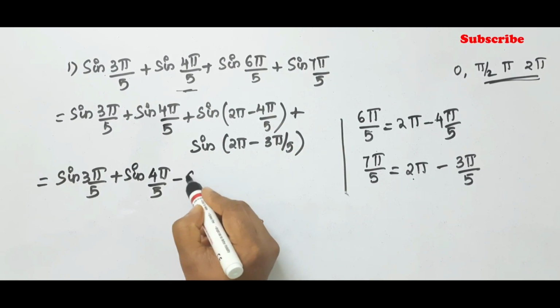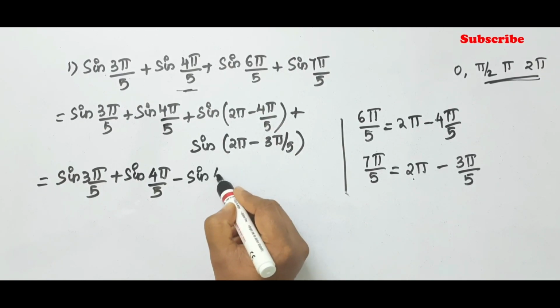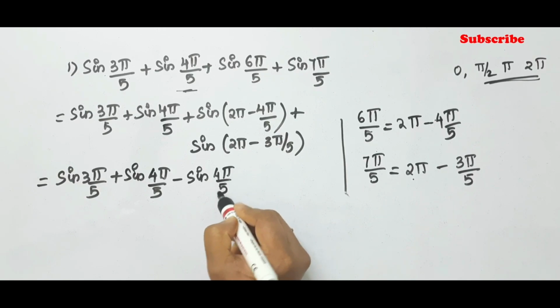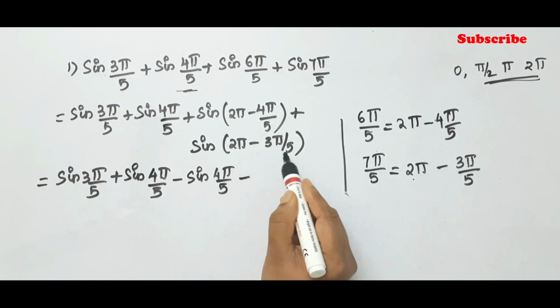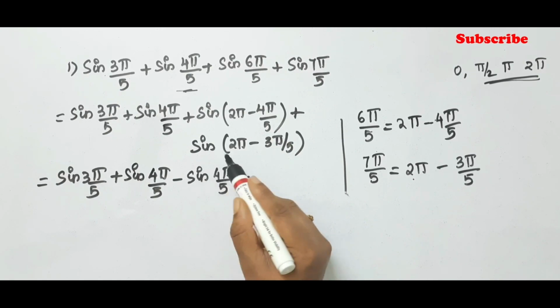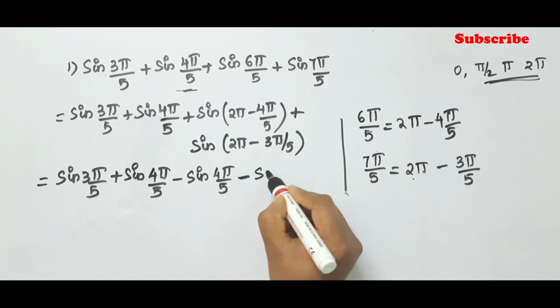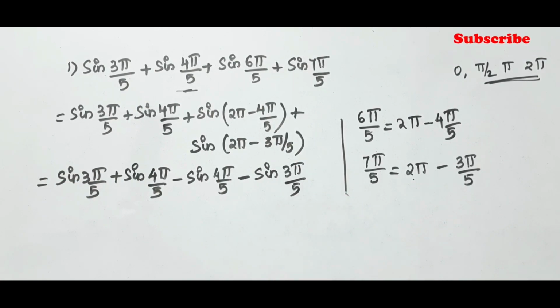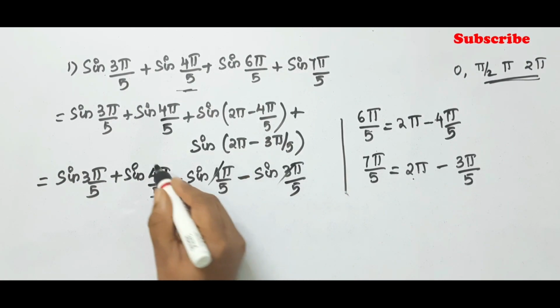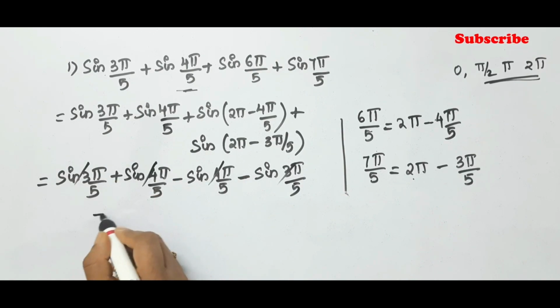So minus sine of 4 pi by 5. This becomes minus, this is also in the fourth quadrant. In the fourth quadrant, sine will be negative. So minus sine of 3 pi by 5. So all get canceled. Finally, you will get the answer as 0. This is the final answer.